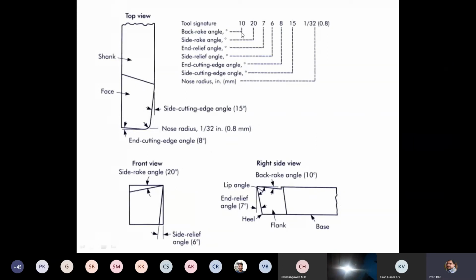Here you can see 10 degree, 20 degree, 7 degree, 6 degree, 8 degree, 15 and 0.8 mm. This is known as tool signature, that means a series of values representing tool angles and nose radius. Tool angles again are rake angle, clearance angle, and cutting angles. These two are the rake angles, and these two are the clearance angles, also known as relief angles, and these two are the cutting angles. And the last one is the nose radius.